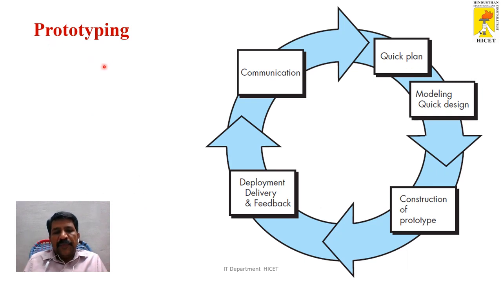Prototyping process model. In this model, the developer communicates with the customer, makes a plan, makes a design, constructs the project, and delivers to the customer. While delivering, you have to create a prototype. It is a blueprint. That blueprint is given to the customer to get feedback. If he is not satisfied with the prototype, then go again through communication, plan, modeling, construction and deployment. So this process will be repeated till the customer is satisfied.